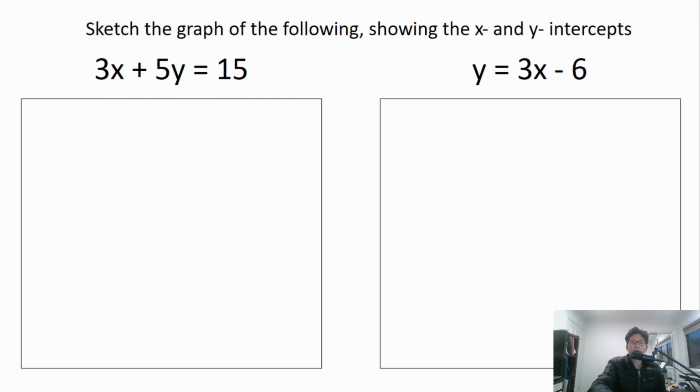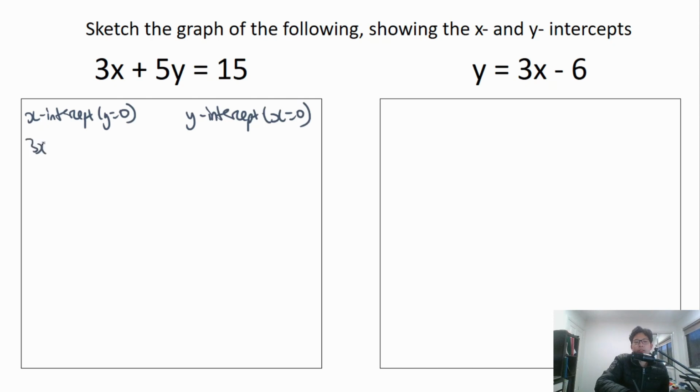Alright, now that you're back, we'll have a go at working through these. So the first question, 3x plus 5y equals 15. The x-intercept is when y equals 0. It doesn't really matter which order you do it in. And the y-intercept is when x equals 0. So let's substitute y equals 0 first to get the x-intercept.